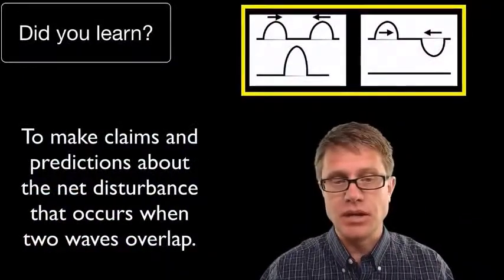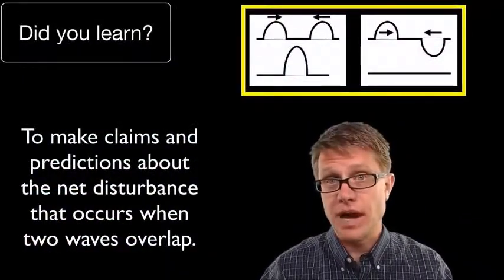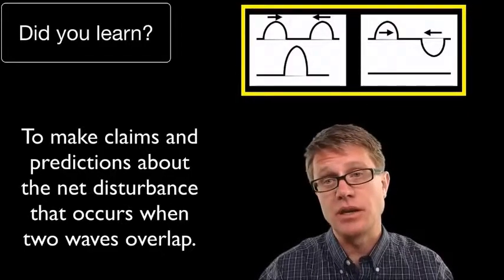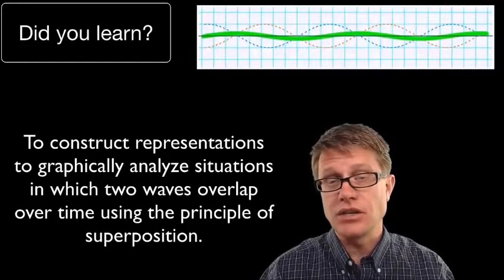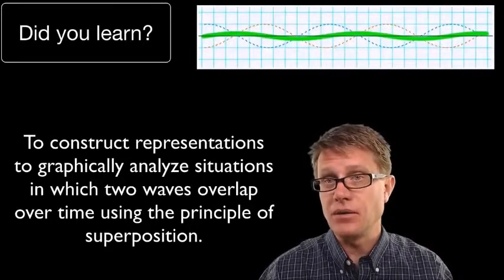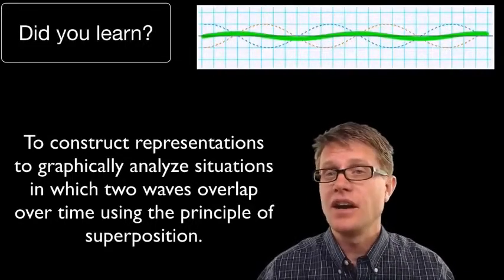And so did you learn to make claims about what happens when waves overlap? Remember, they go through each other, but they can interfere. And then finally, could you look at a representation and figure out points when they're adding and when they're subtracting from each other? I hope so, and I hope that was helpful.